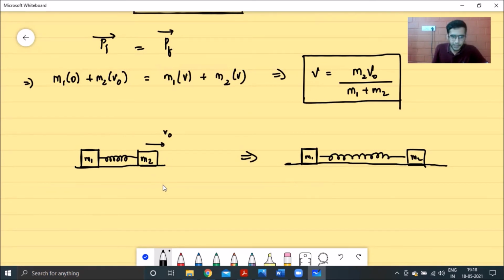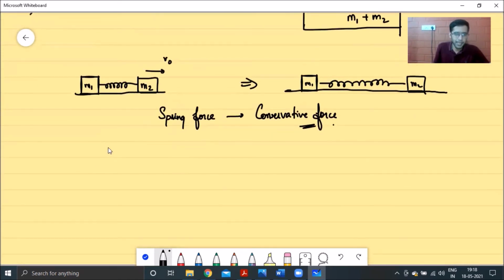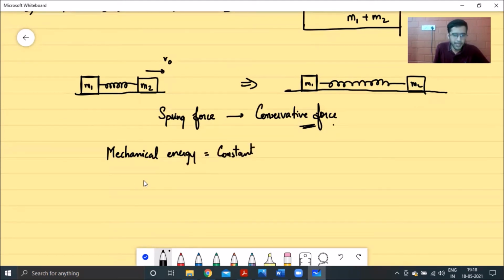So anyways, the spring force is a conservative force. So the only force which you have acting on the system is a conservative force over here. If you only have conservative forces acting within your system, then what does that imply? That implies that the mechanical energy of the system will remain conserved, remains constant. So your initial mechanical energy of the system should be equal to the final mechanical energy of the system, which is another equation which you can use to get the answer.